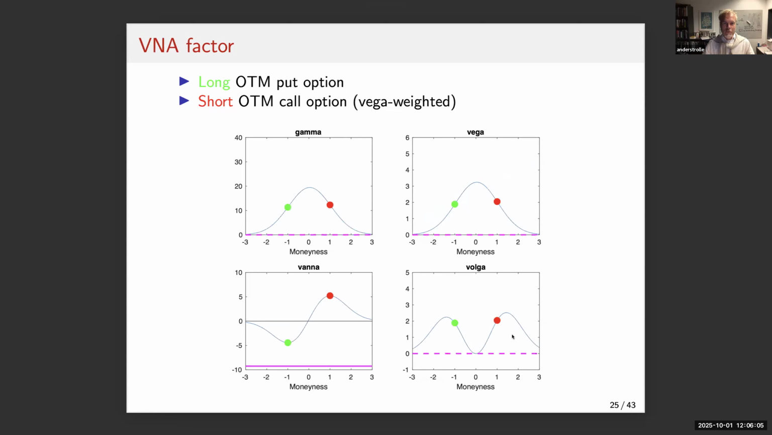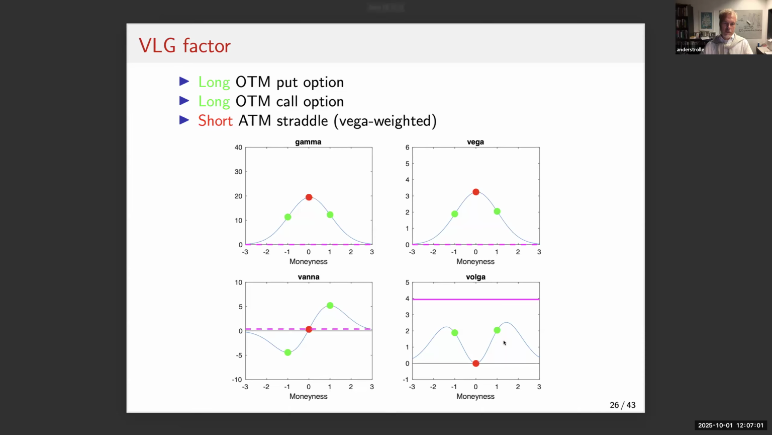Now, for the vanna and volga strategies, we fix maturity and we look across strikes. And here I'm just plotting gamma, vega, vanna, and volga across moneyness. The gamma and vega shapes are well known. Vanna takes this form, so it's negative for out-of-the-money puts, positive for out-of-the-money calls. And volga has this form, so it's positive for both out-of-the-money puts and calls. So if we construct a risk reversal strategy, where we go long out-of-the-money put options, short out-of-the-money call options in a vega-weighted way, then we obtain a strategy that has negative vanna. It has 0 vega and also effectively 0 gamma and volga.